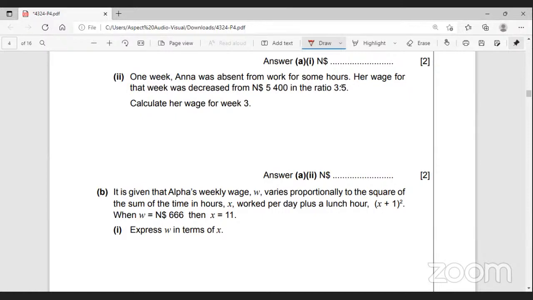Now it says one week, Anna was absent from work for some hours. Her wage for that week was decreased. Her wage for that week was decreased from 5,400 in the ratio of 3 to 5. Calculate her wage for that week.